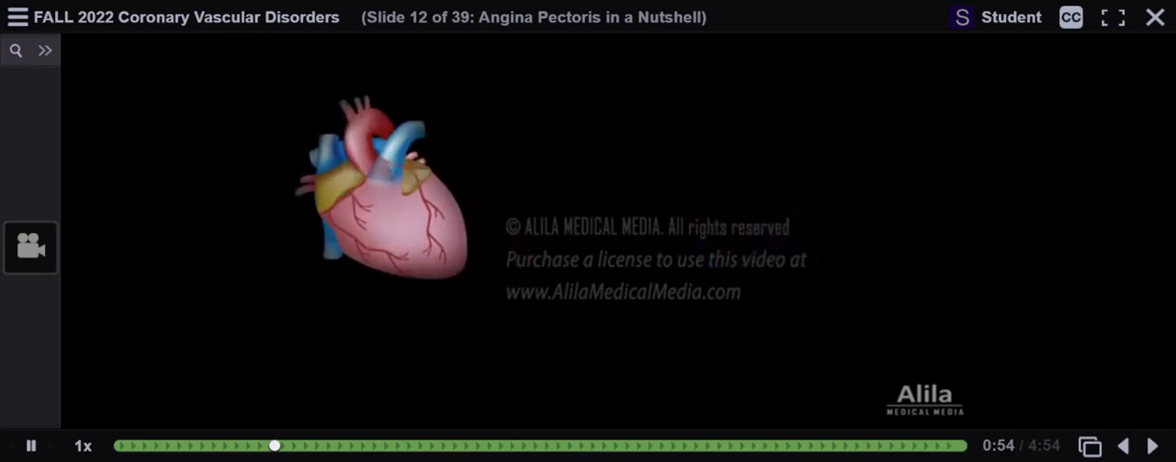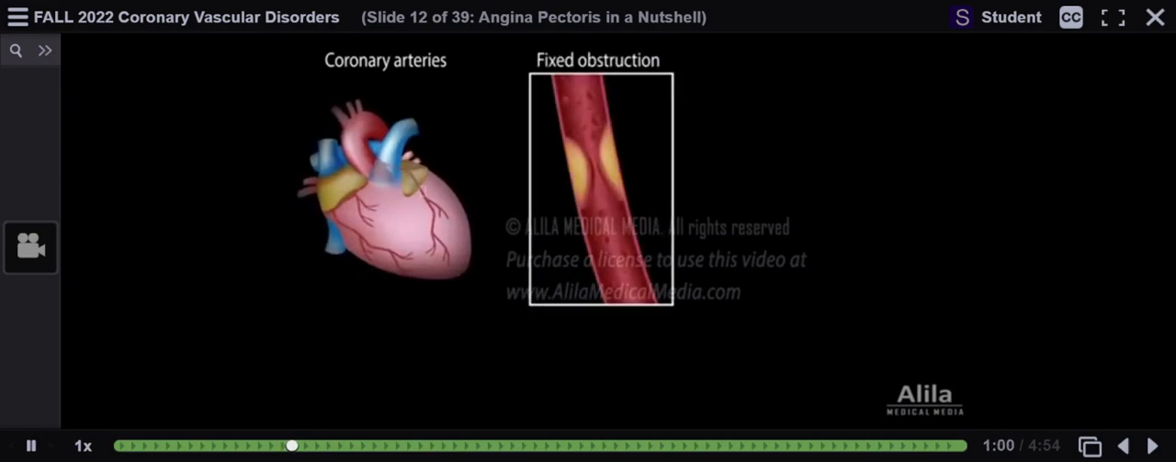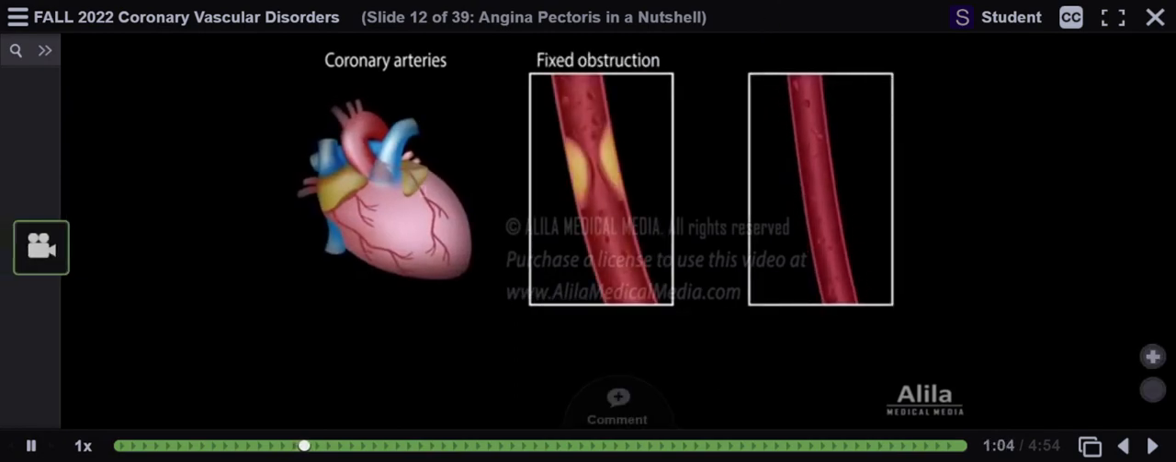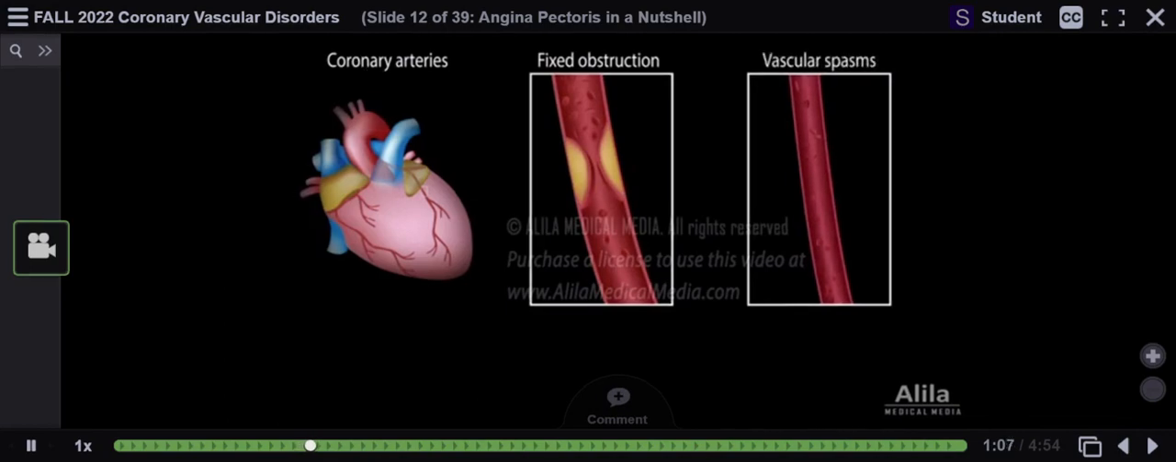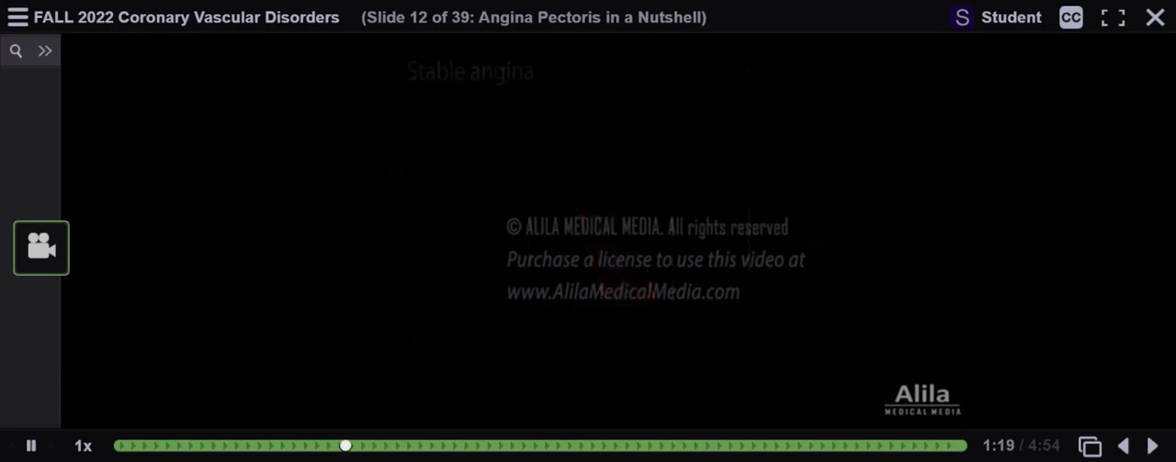Angina is most commonly caused by the narrowing of one or more coronary arteries that supply the heart. This can result from a fixed obstruction by cholesterol plaques or a temporary constriction due to blood vessel spasms. Angina can also be caused by anemia, when the flow is adequate but the blood does not have enough red blood cells to carry oxygen. There are several types of angina.